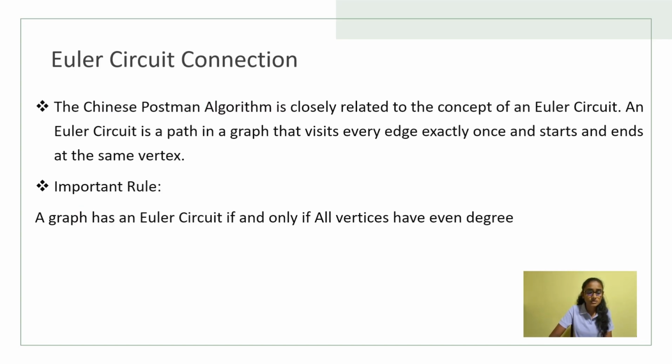Next, we move to the Euler circuit connection. The Chinese Postman Algorithm is closely related to the Euler circuit. What is an Euler circuit? An Euler circuit is a path that visits every edge exactly once and starts and ends at the same vertex. The important rule is: a graph has an Euler circuit if and only if all vertices have even degree.